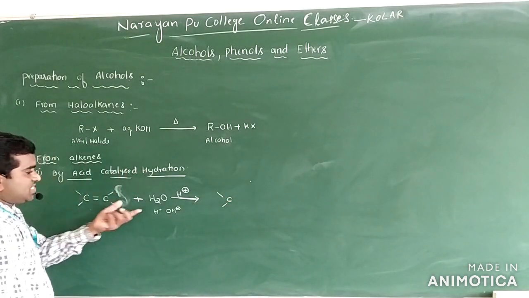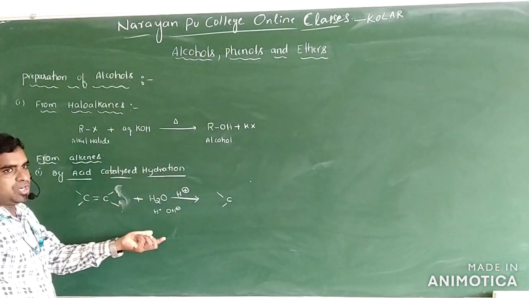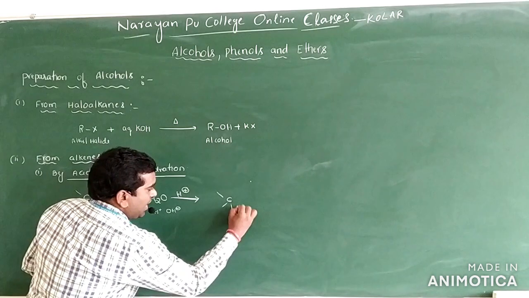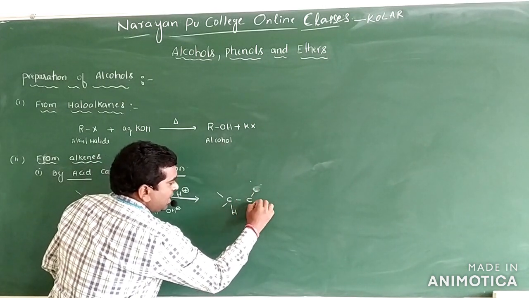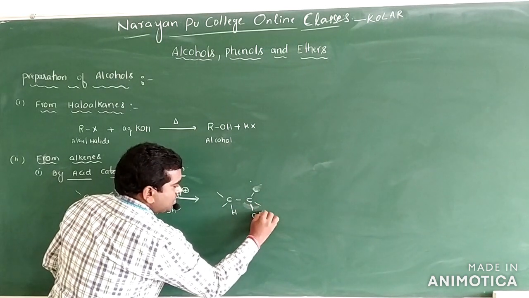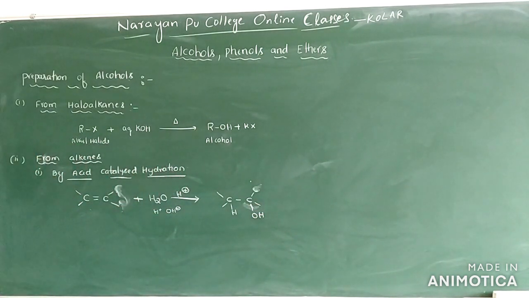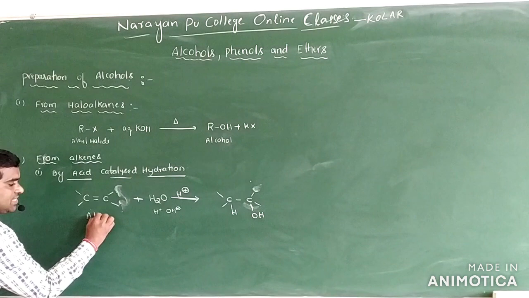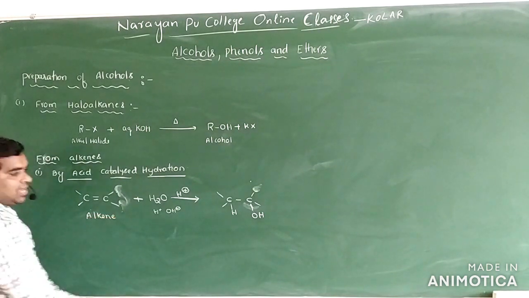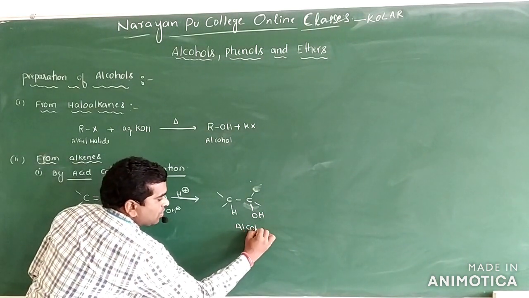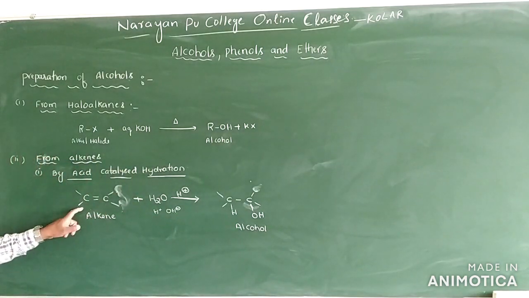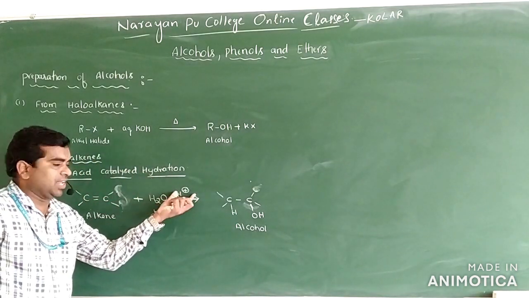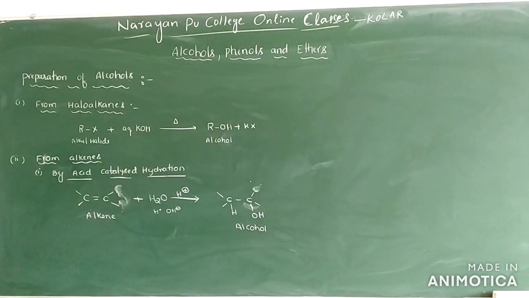When addition reaction takes place, the double bond is converted into a single bond, and here H and here OH. So this is the alkene, and this is the alcohol. So we are preparing alcohols from alkenes by hydration in presence of acid catalyst.